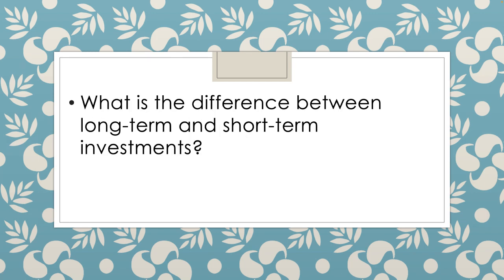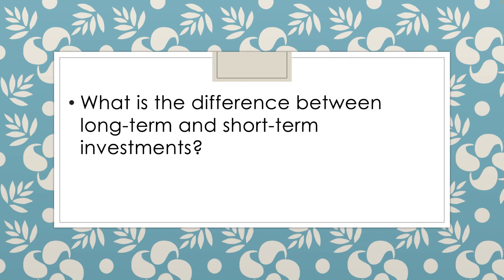What's the difference between long-term and short-term investments? In accounting, the difference between long-term and short-term is 1 year. Anything that is 1 year or less is a short-term investment. In other words, if I have an investment and I plan on selling it, or it's going to mature, or I'm going to cash it out within 12 months or less, then I would put it as a short-term investment. If it's something that's going to be more than a year, it's a long-term investment.